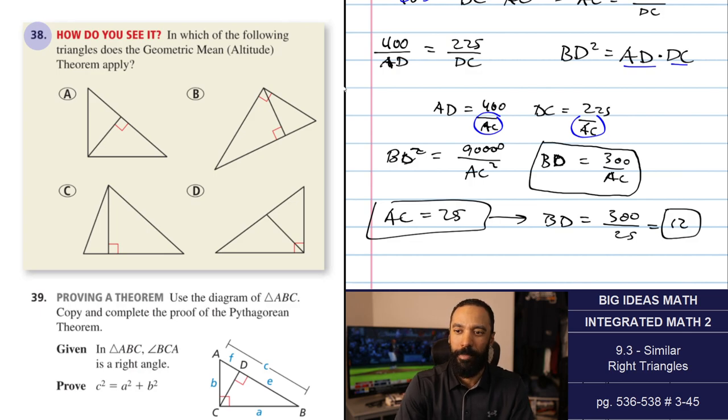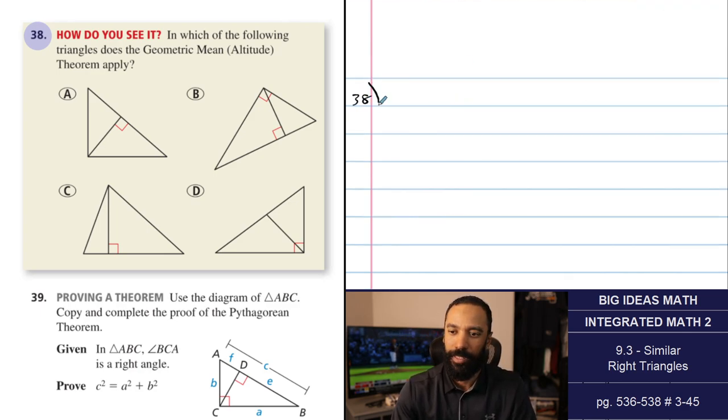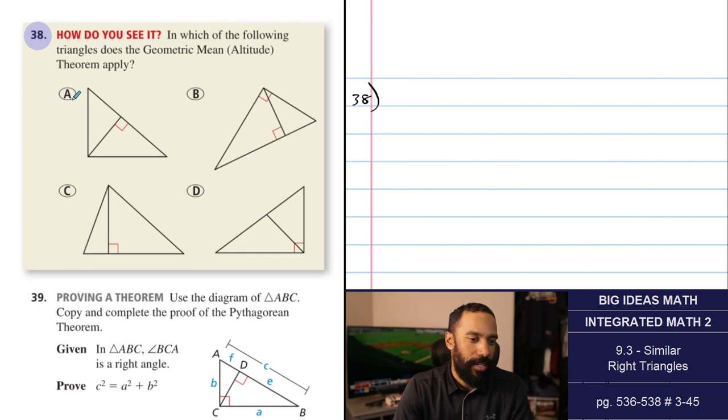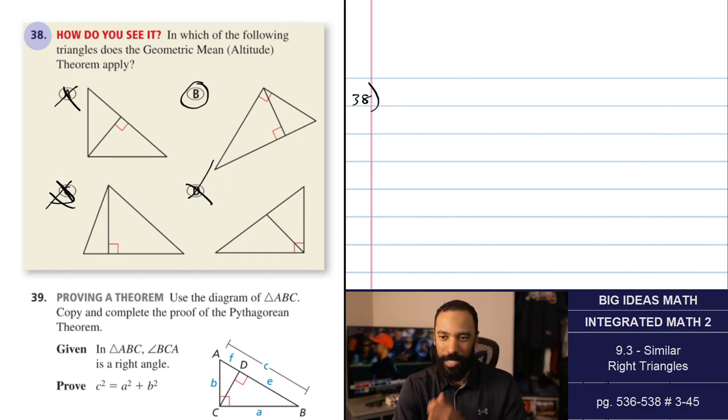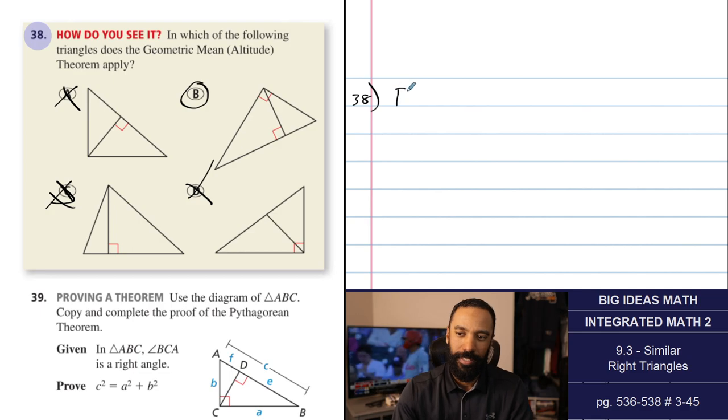Okay, number 38. In which of the following triangles does the geometric mean theorem apply? Well, not in A, because we don't know this is a right triangle. In B, we have a right triangle with an altitude, that's all good. C, we don't know this is a right triangle once again. In D, we don't know that's an altitude. So B. Okay, that's a pretty quick problem.